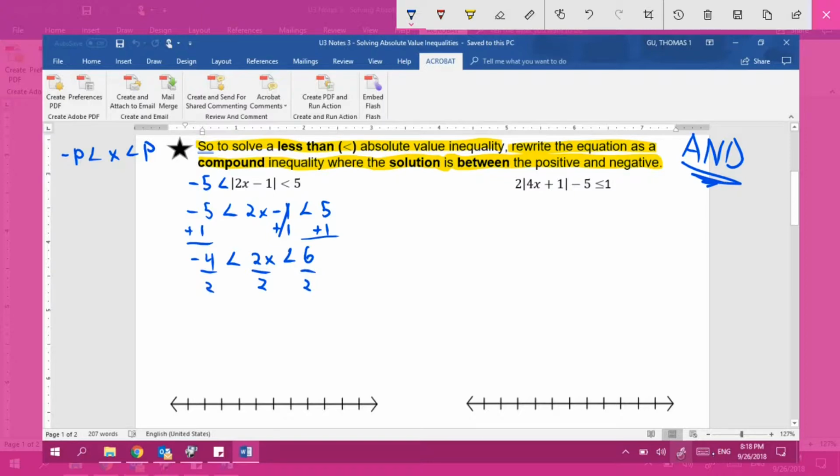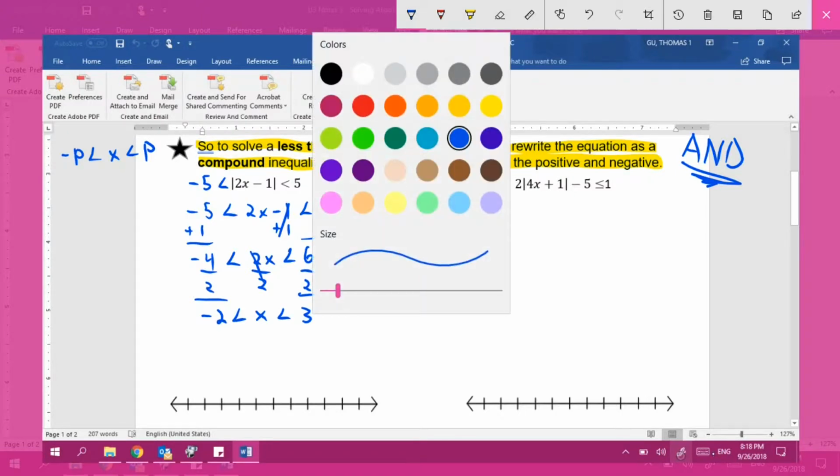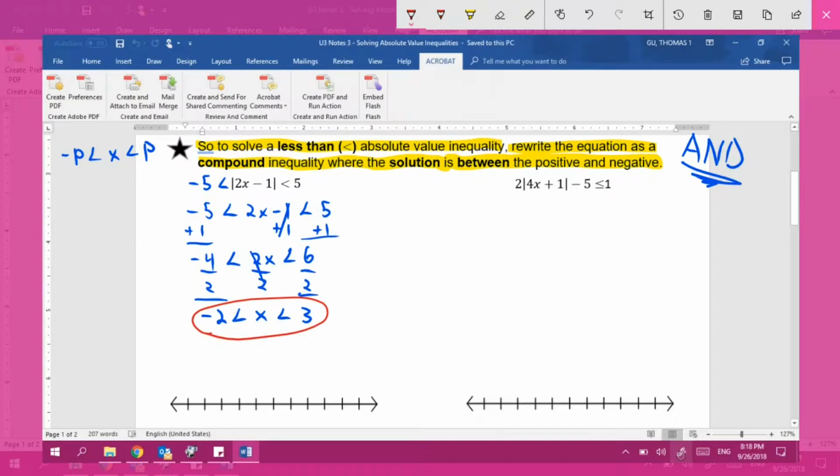What is negative 4 divided by 2? That's negative 2. Less than, we cancel out the 2. X, which is less than 6 divided by 2, is 3. So we can see here my answer is negative 2 less than x, which is less than 3. So let's graph what that looks like on the number line.